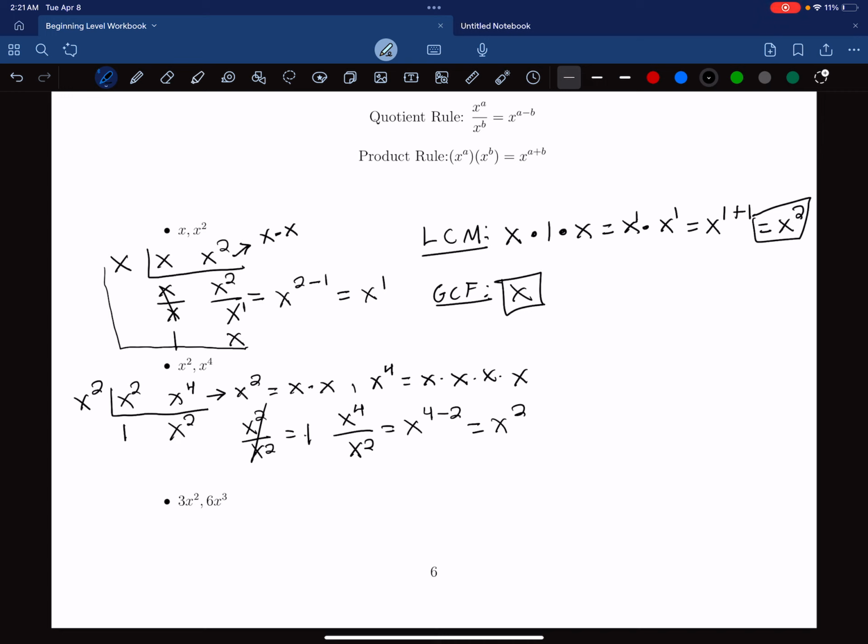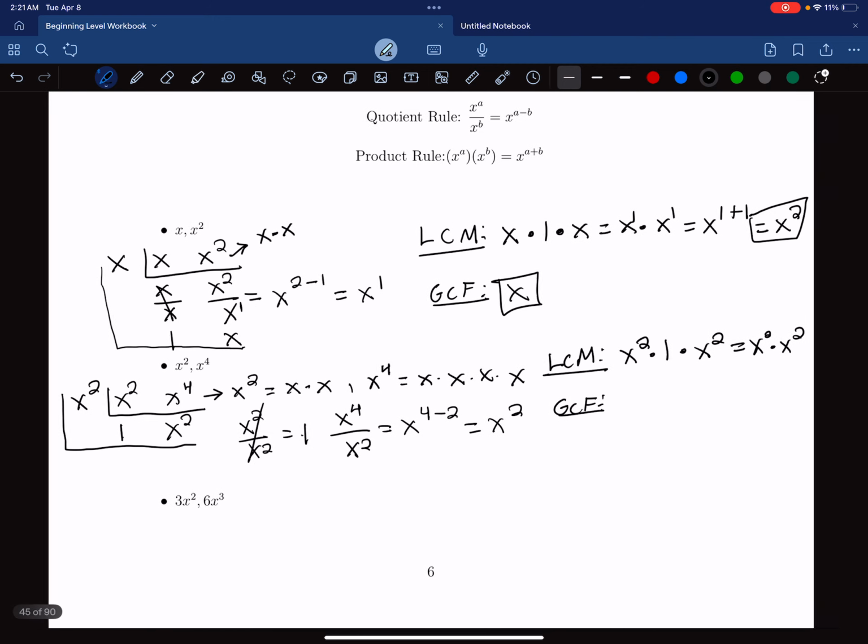So now let's find our least common multiple and greatest common factor. So our least common multiple is going to be the product of all the numbers on the outside. So we're going to have x squared times 1 times x squared. Anything times 1 is just itself, so we're just going to leave that out, and we're going to have x squared times x squared.